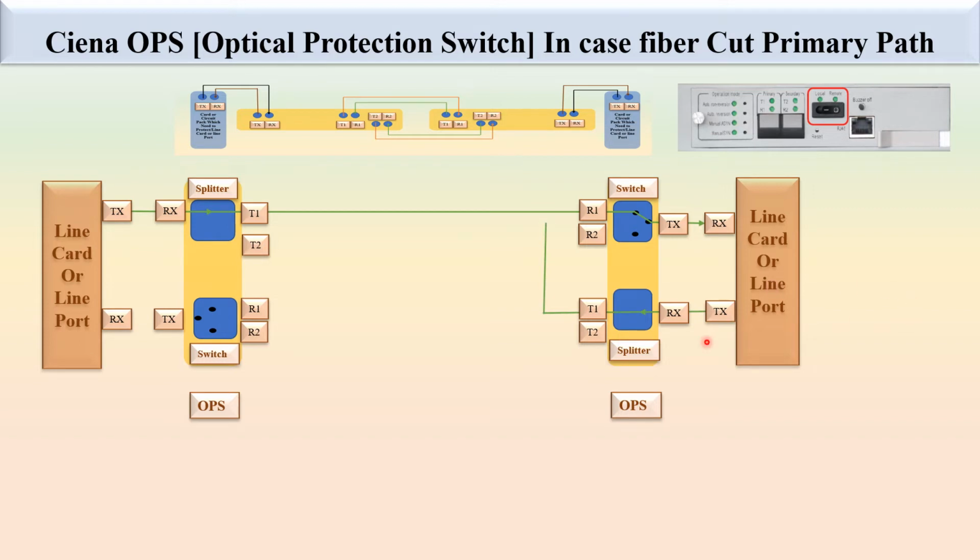You can see here again the same connectivity from the far end TX, and this T1 goes to R1 of the far end. You can see here. So this T1 R1 and this T1 R1. So the combination of these, this path is known as a primary path.